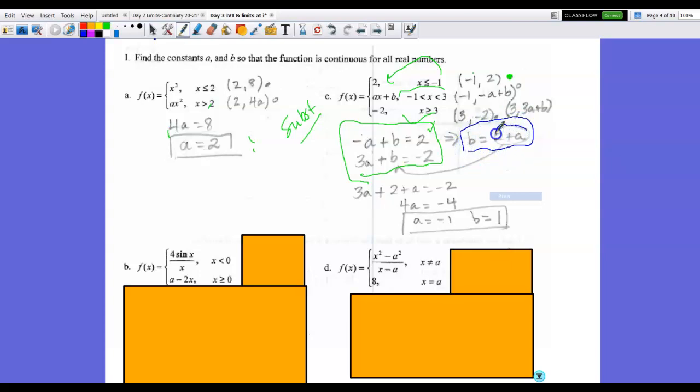So I'm going to substitute the expression for b into the second equation, combine like terms. I solve for a to be -1, which I get right here, and then to find the value of b, I'm going to take the -1 and substitute it into either of those 2 original equations to find the value of b. So in this case, if a is -1 and b is +1, then we have a piecewise function that would be forced to be continuous.